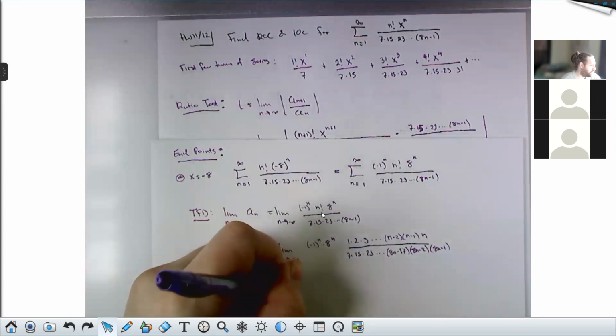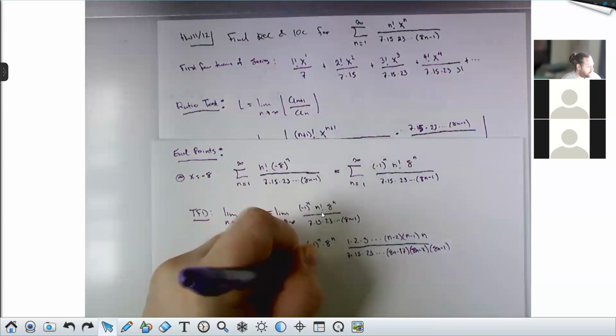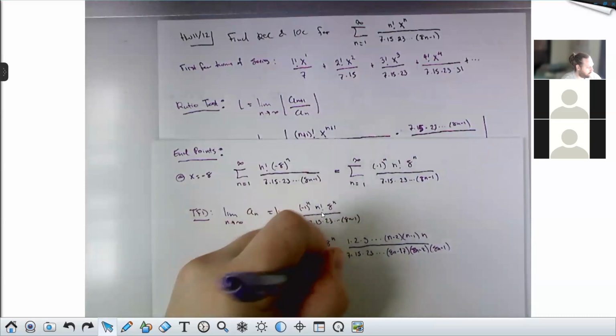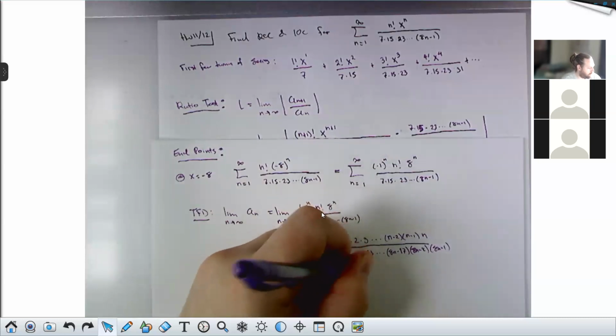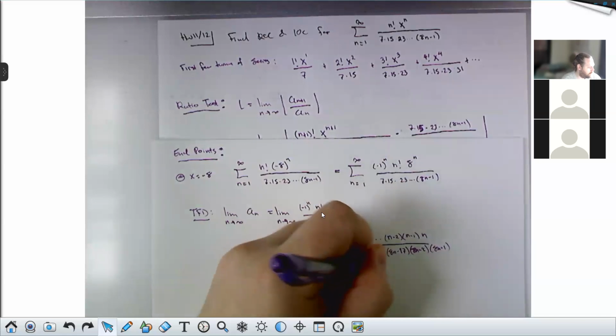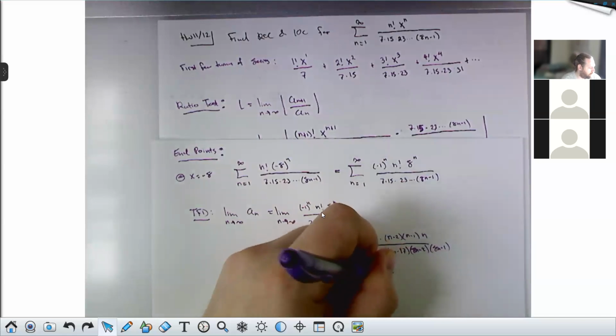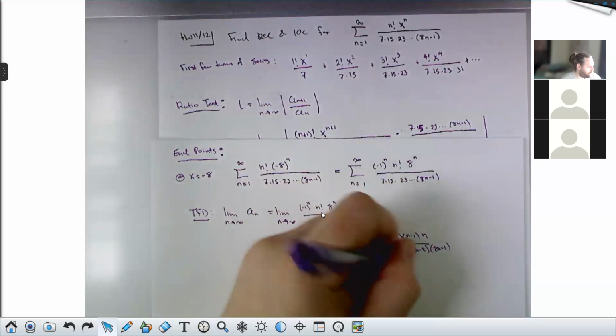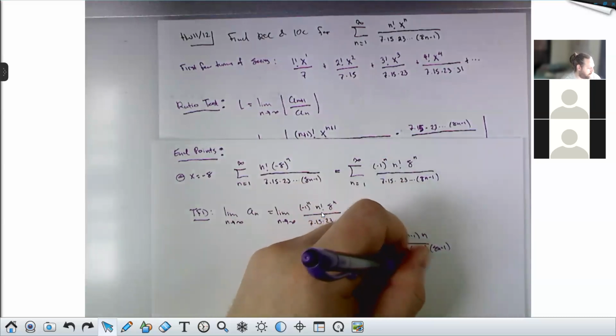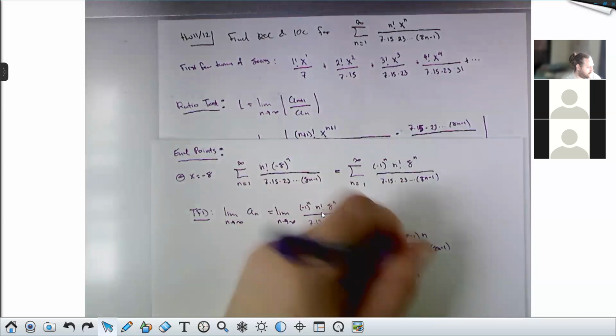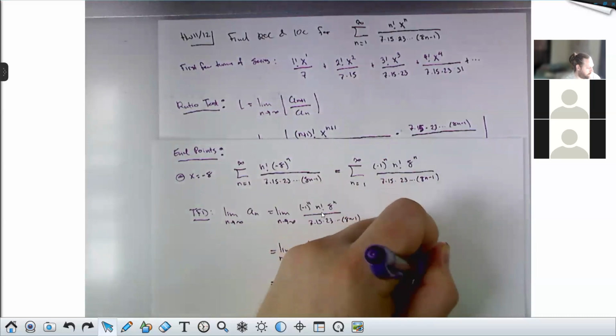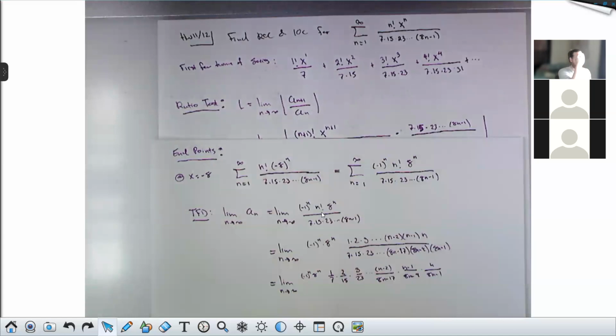So can we get anything out of thinking of it like this? Negative 1 to the n, 8 to the n. So it's 1/7 times 2/15 times 3/23 times n minus 2 over 8n minus 17 times n minus 1 over 8n minus 9 times n over 8n minus 1. I do think this limit is going to be 0, or at least this piece is going to go to 0.